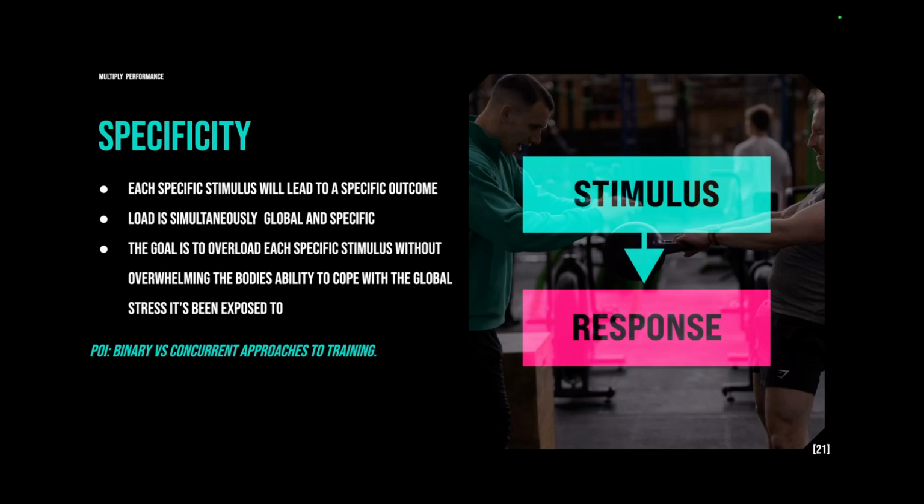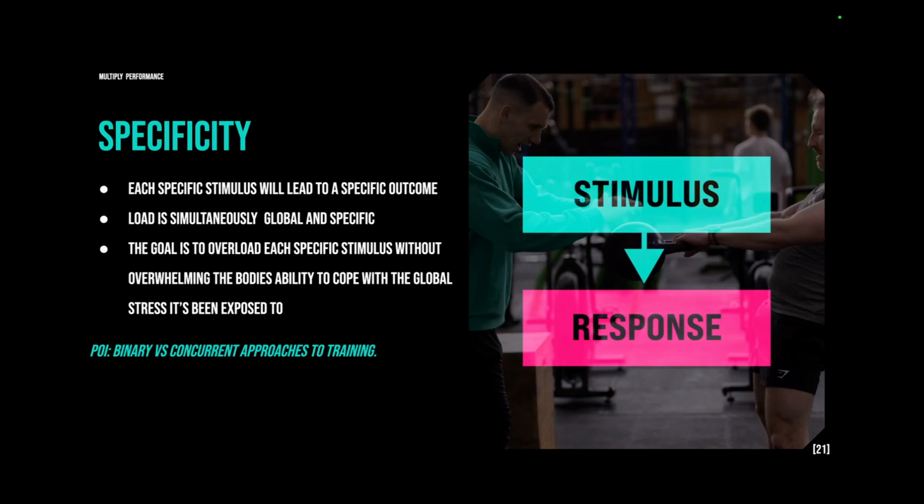So when I'm creating a training plan, I'm not just thinking, okay, how do I overload each specific stimulus? I'm also looking at how much total load I'm exposing the human body to, to make sure that the overall load across all the stimuli isn't creating a level of stress that my body can't adapt to. So the goal is to overload enough of the specific stimuli to move me forward in the right direction without necessarily overloading my entire body and stopping myself from being able to react to any of those stimuli.